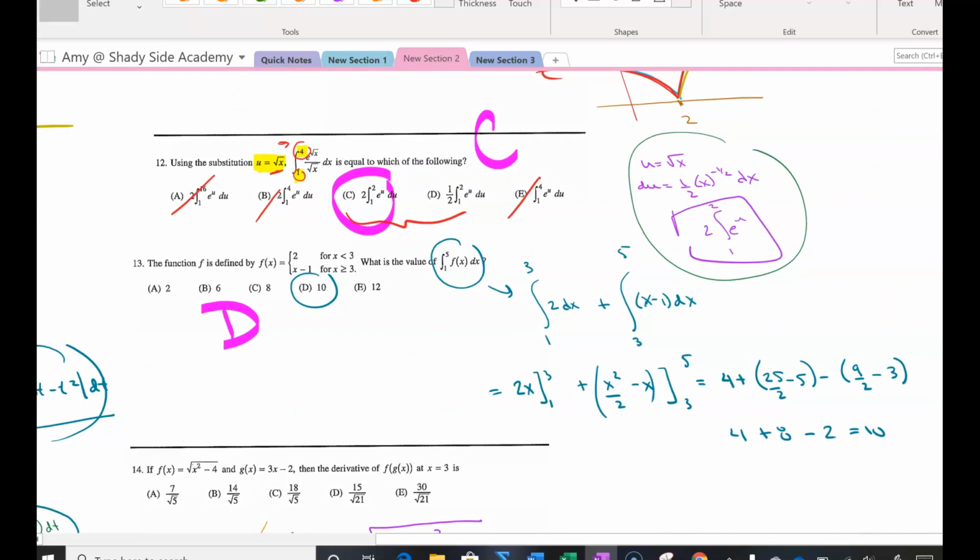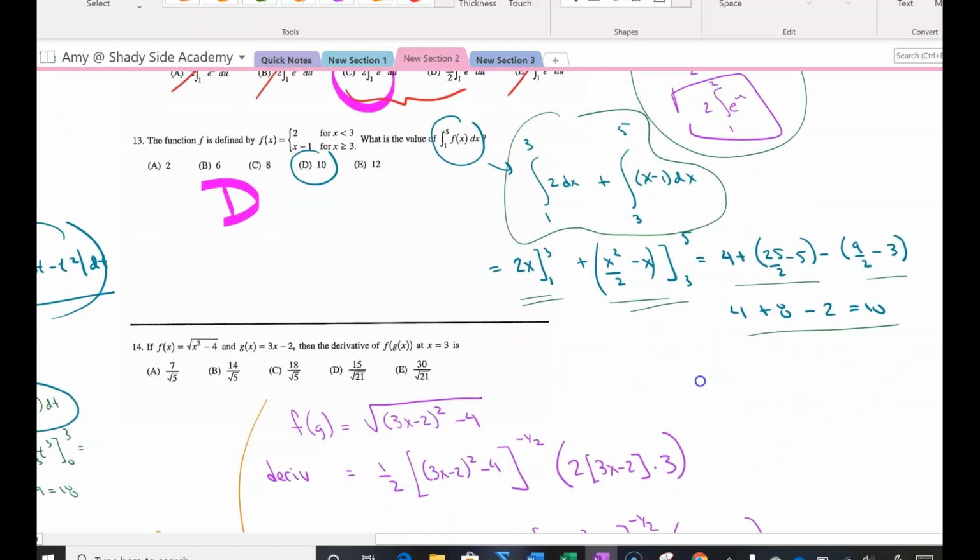You've got to just break up that integral, right? Because f of x is defined differently depending on whether x is greater than or equal to 3 or less than 3. So if you want the definite integral from 1 to 5, you've got to do this first. You've got to break up the integral. And then it's just a matter of being careful.